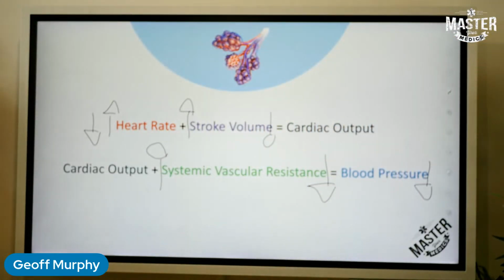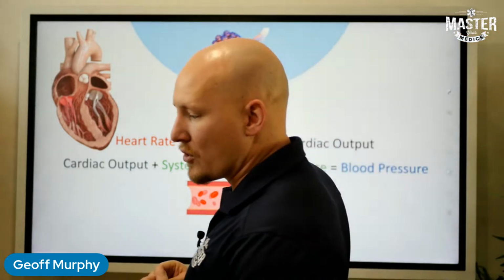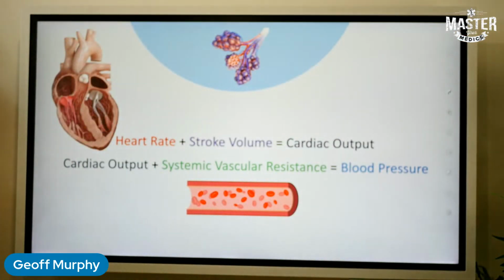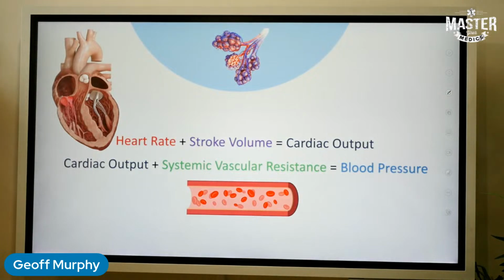Now, what's the problem in shock? Do we have a heart rate problem? Do we have a stroke volume problem? Or do we have a systemic vascular resistance problem? What do you think? HR, SV, or SVR? So do we have a heart rate problem, a stroke volume problem, or a systemic vascular resistance problem?